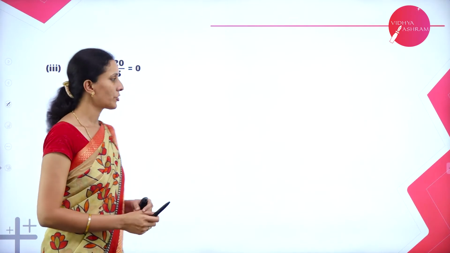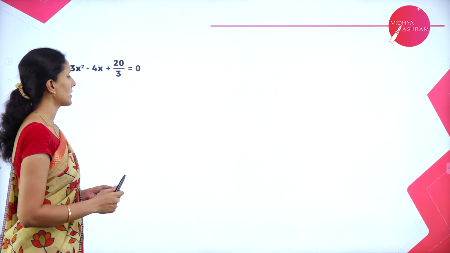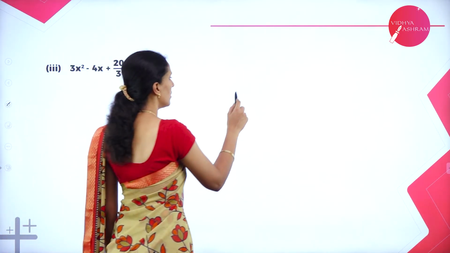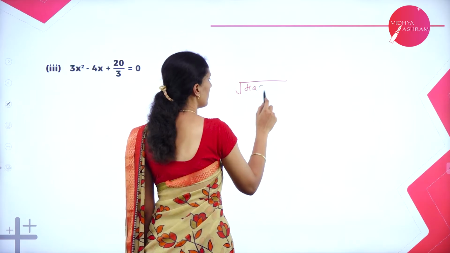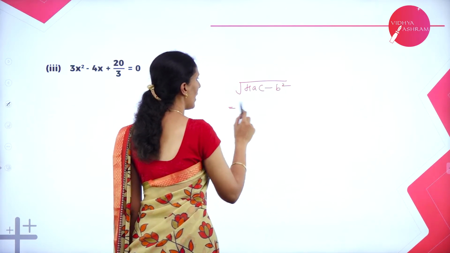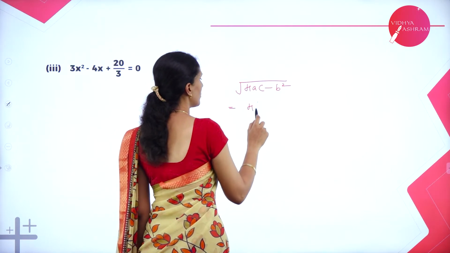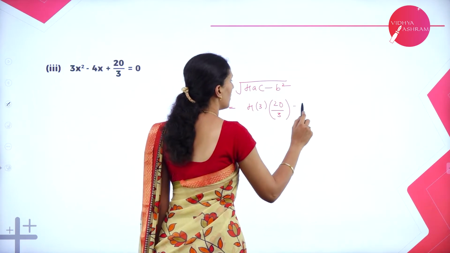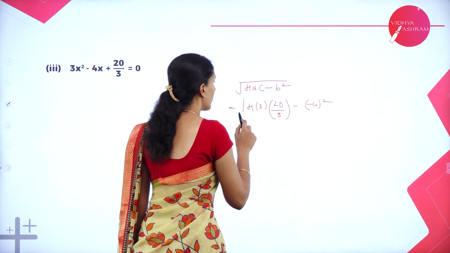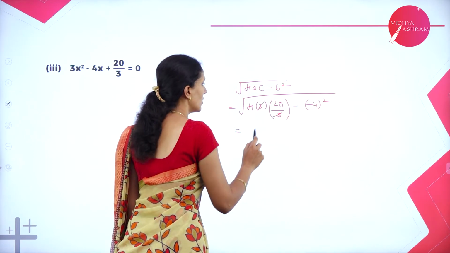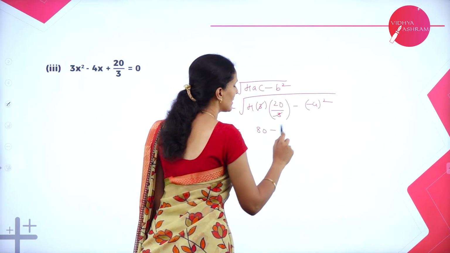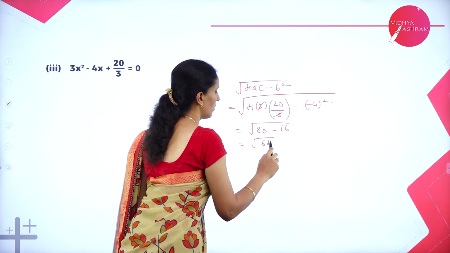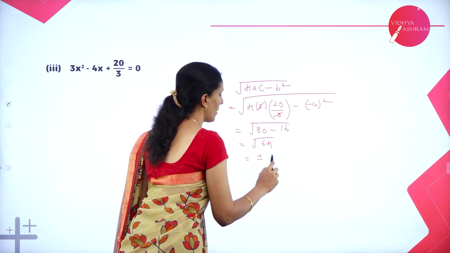Next, the third question: we have 3x square minus 4x plus 20 by 3 is equal to 0. Whenever the equation is given, just find the discriminant, root of 4ac minus b square. So now we have 4, a is 3, c is 20 by 3, b is minus 4 whole square, under the square root. The 3 gets cancelled. So this is 80 minus 16, which is nothing but root 64, which is nothing but plus or minus 8.